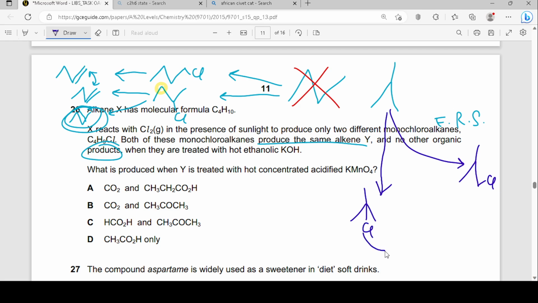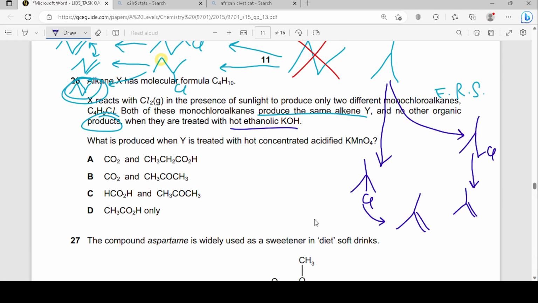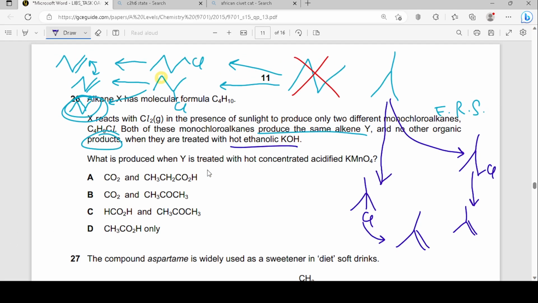And then if I do the elimination reaction with ethanolic KOH, one of the products I will get is this, and from this I will also get the same thing. Alright, these are the same product. Okay, so since I get the same product and no other additional products, you could draw the displayed formulas, though I like drawing skeletal formulas. It's not a big deal. But anyways, what is produced when Y is treated with hot concentrated acidified KMnO4? Since I get the same alkene Y.